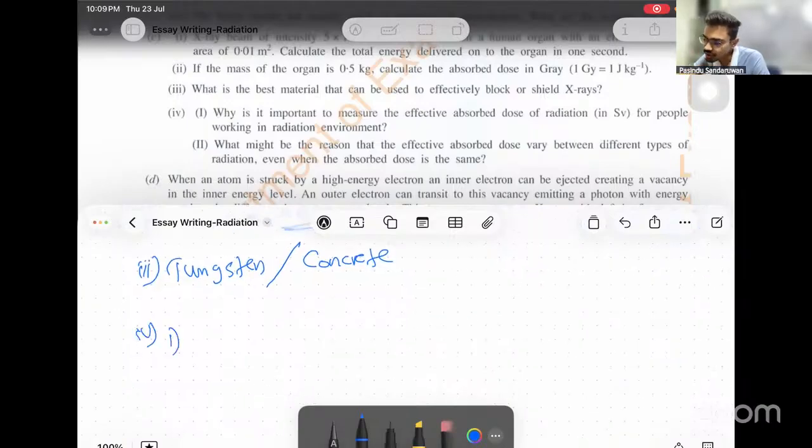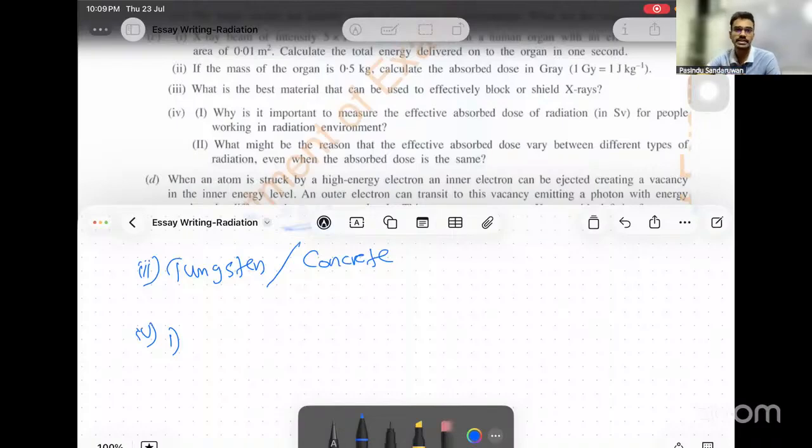4.1. Why is it important to measure the effective absorbed dose of radiation in sieverts for people working in a radiation environment? What is measured in sieverts? We discussed in the theory. In sieverts, the health risk of being exposed to radiation is measured. That is also called the biological risk or biological impact of radiation.